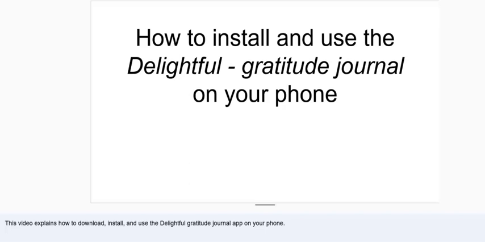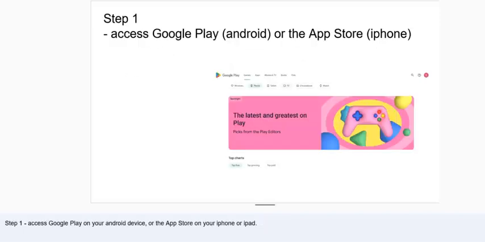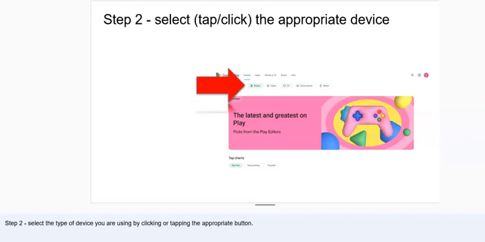This video explains how to download, install, and use the delightful Gratitude Journal app on your phone. Step 1. Access Google Play on your Android device or the App Store on your iPhone or iPad. Step 2. Select the type of device you are using by clicking or tapping the appropriate button.